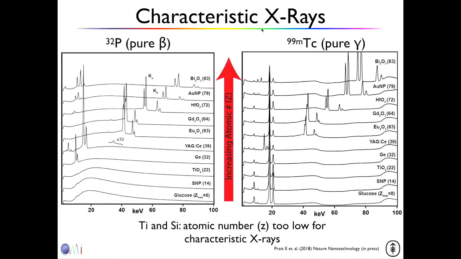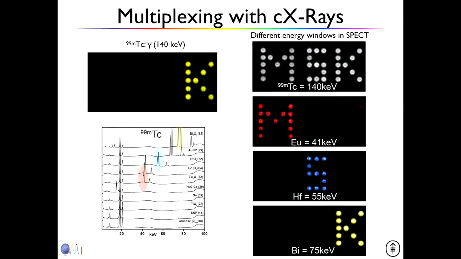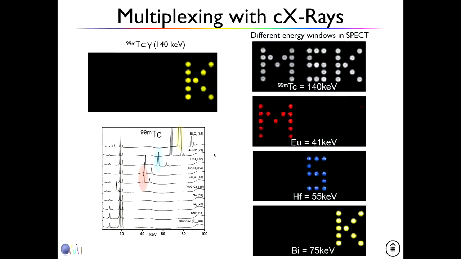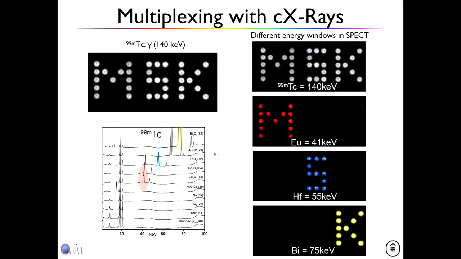Now we went further and looked at characteristic X-rays. Here's again the 32 phosphorus pure beta emitter, and here is the pure gamma emitter, and we see characteristic X-rays coming out of these particles at, again, different kV, so basically different wavelengths. And of course, you can probably think what is coming. What we did is we did multiplexing with characteristic X-rays based on beta scintillation of the emitted betas in the particles. Here we have the hafnium, here we have the europium and the bismuth.